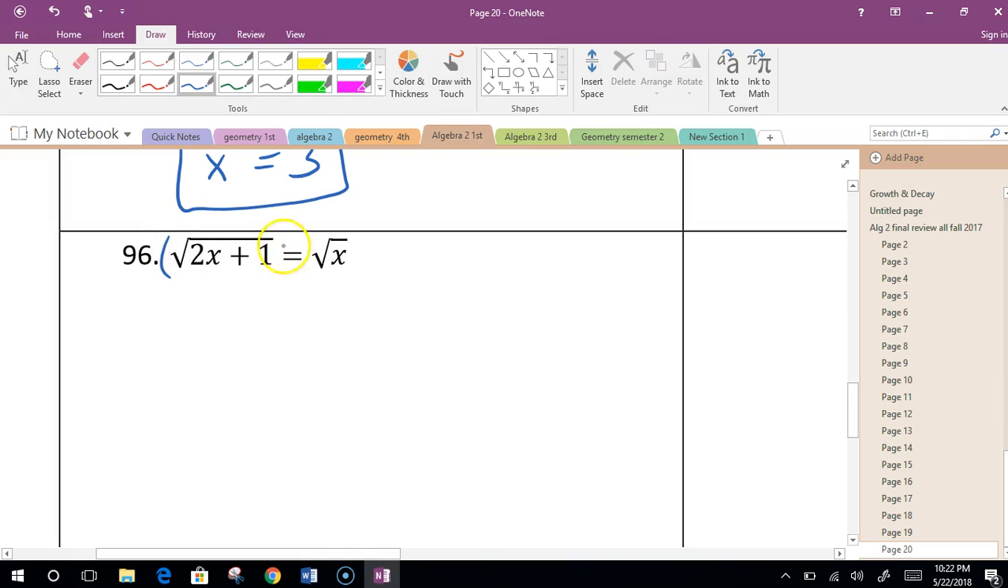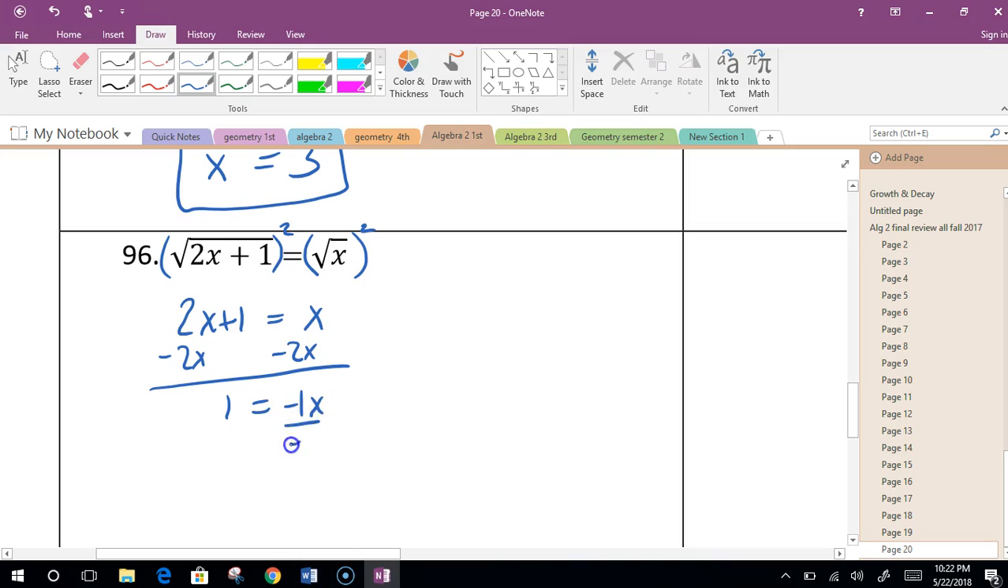And 96, nice easy question here. Square roots on both sides, that means we're going to square both of these and get rid of them. That leaves me 2x plus 1 equals x. It gets rid of both of them. So I'm going to subtract 2x on both sides and get 1 equals negative 1x. Divide it by the negative 1 and we get x equals negative 1.